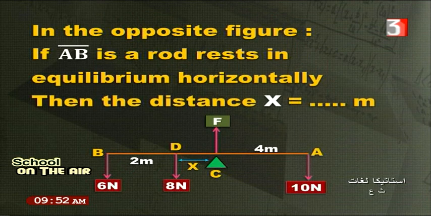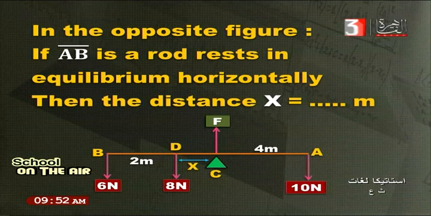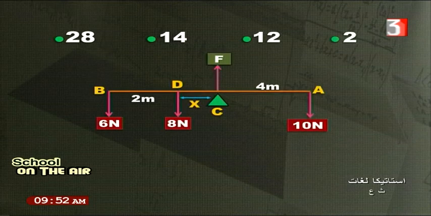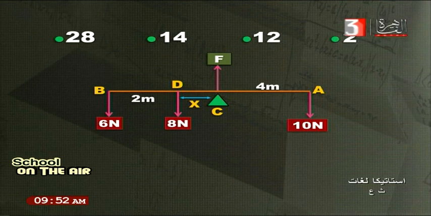Now we move to another example. In the opposite figure, if AB is a rod that rests in equilibrium horizontally, what does the distance x equal? Choose the correct answer: 28, 14, 12, or 2. Look at the distance x, my dear student. How many forces do we have in the opposite figure? 6 Newton, 8 Newton, 10 Newton, and F.